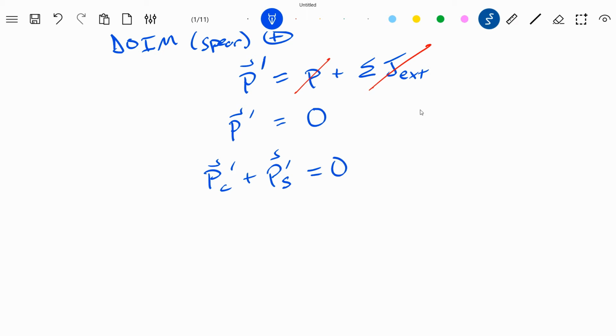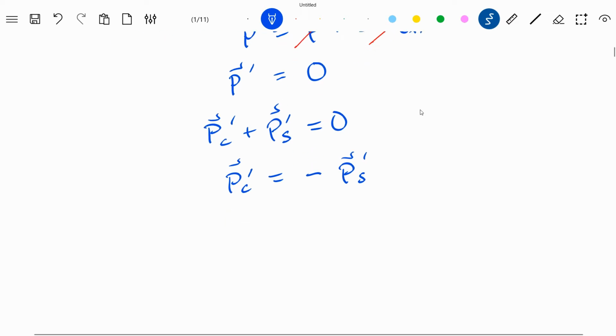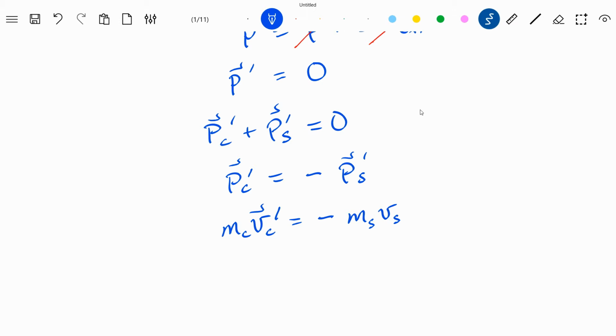Now, how is it possible for these two things to add up to zero? Simple. One of them is going to be positive and one of them is going to be negative. In fact, if I solve this for Charlotte's momentum after, it is going to be the opposite of the momentum of the spear after. So, how do you find the momentum of Charlotte? Easy. Mass of Charlotte, velocity of Charlotte after. That's got to be equal to the momentum of the spear, but the opposite of that. So negative mass of the spear times the velocity of the spear after.